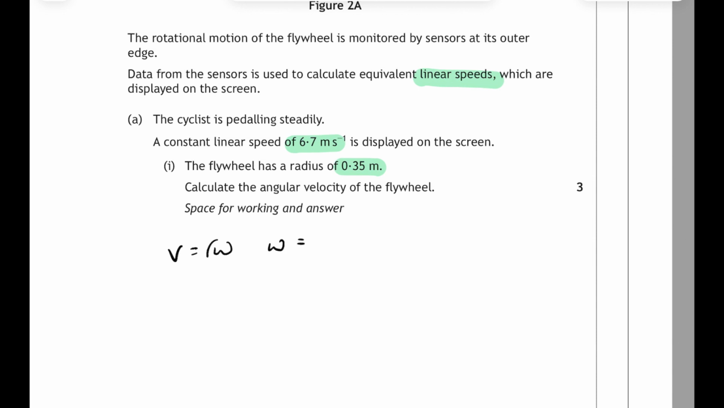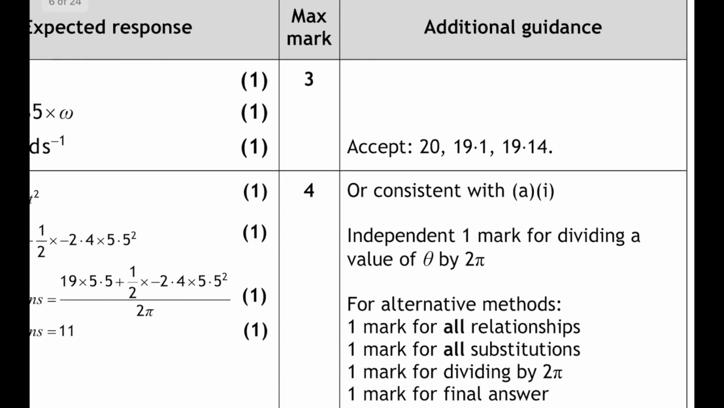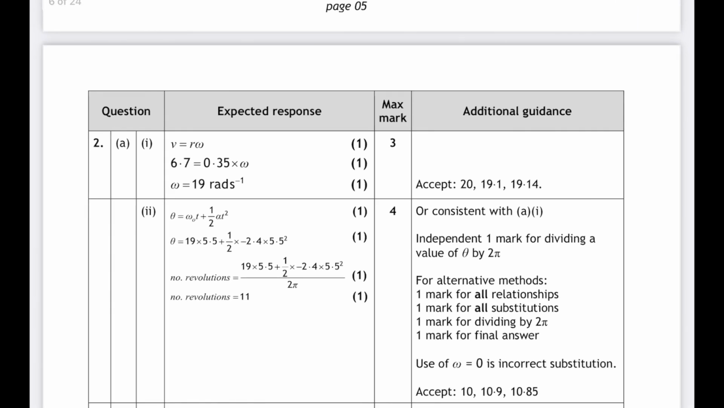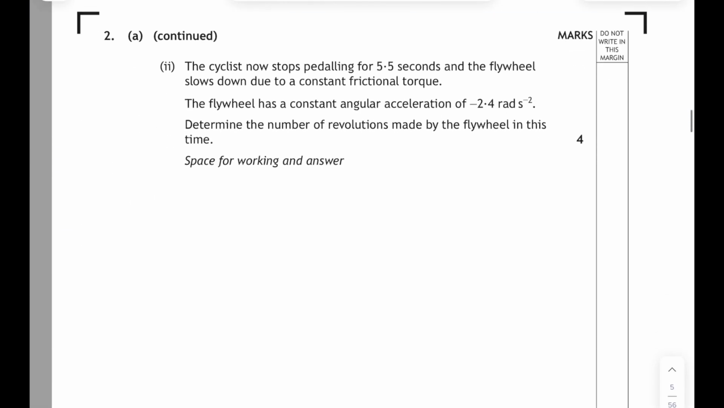So omega equals v over r, and sub in the 6.7 meters per second, and the radius was 0.35. If you do that on your calculator, you'll get an answer of 19 radians per second. If we check that with the SQA answers, we can see we've got that right to 2 sig figs, and on the right hand side there you can see the usual accepted answer up to 4 sig figs there. But make sure your answers go to the same number of significant figures that there are in the question.